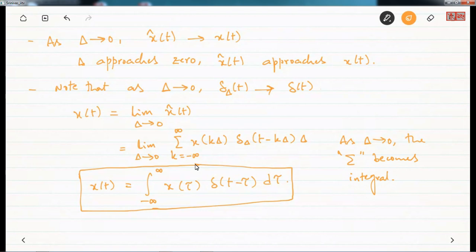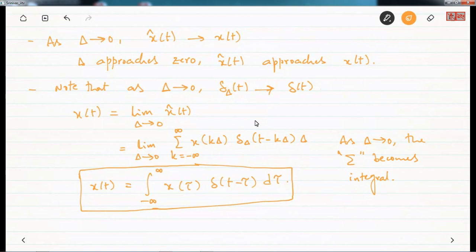You can draw the diagram of x of k delta, that staircase approximation here, and then consider only one staircase, like only a portion of the signal at t equal to some k delta, and then carefully analyze these two equations geometrically, through diagrams, not through maths, and then we can explain that the summation becomes an integral.